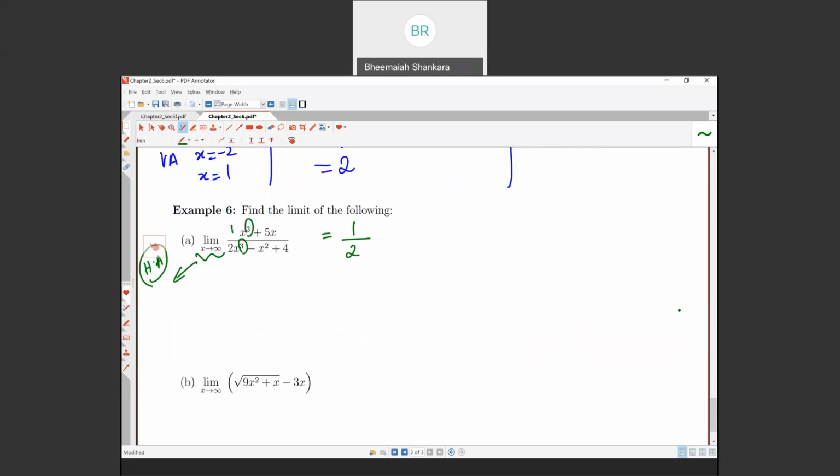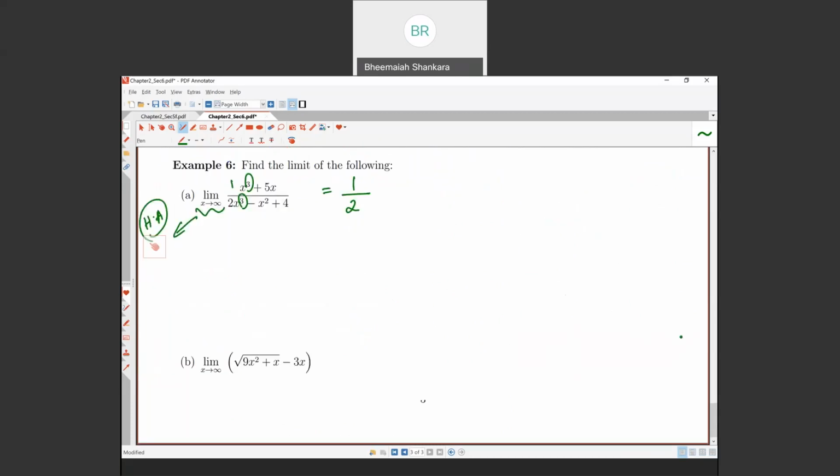In the next example, you are asked to calculate the limit when x is approaching infinity. So when you have x approaching infinity, in the first step you plug in infinity and check the value. It's infinity when you simplify. When you have infinity minus infinity, the format is called an indeterminate form.